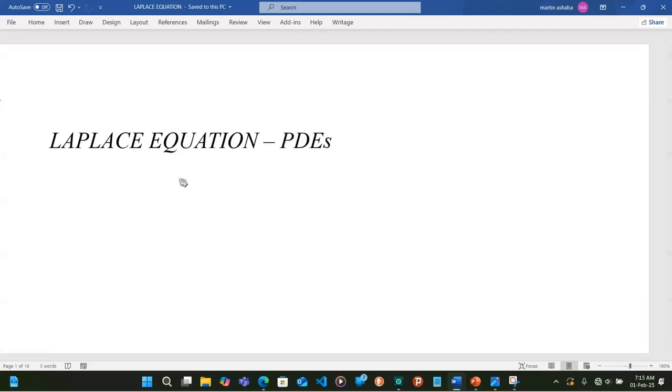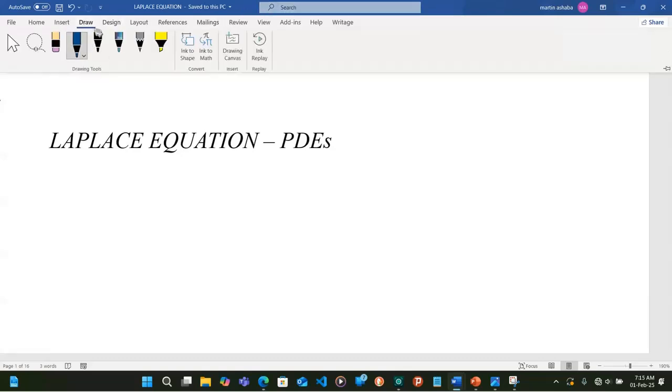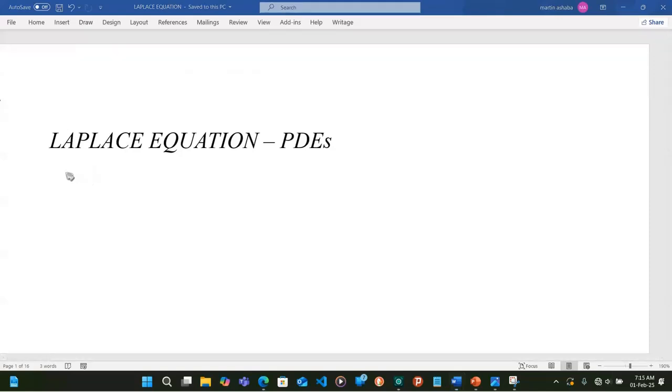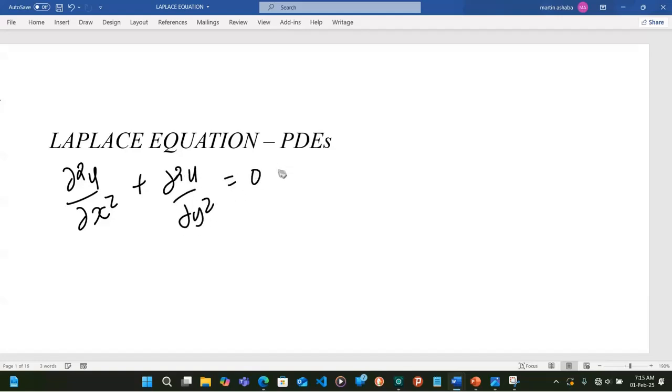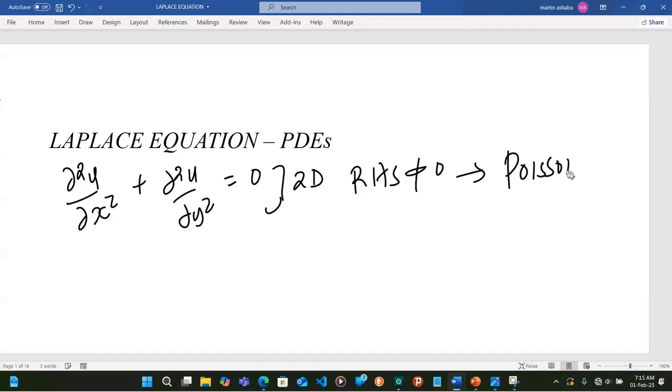So what we are going to do is write our partial differential equation. We have the Laplace equation given by ∂²u/∂x² + ∂²u/∂y² = 0, and this is in 2 dimensions. If the right hand side is not equal to 0, this becomes the Poisson equation.